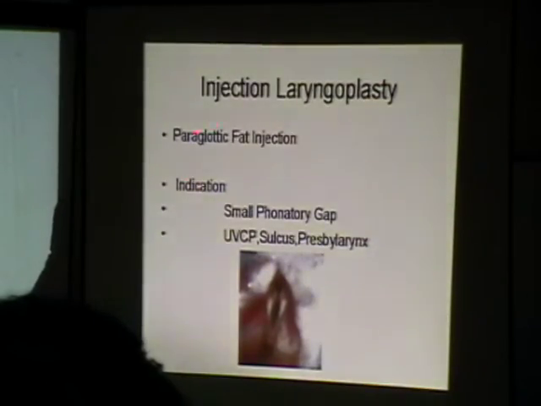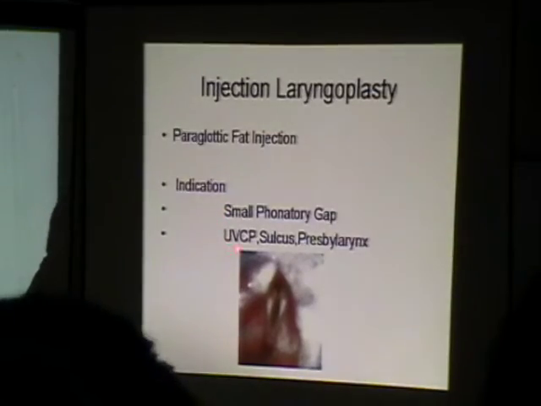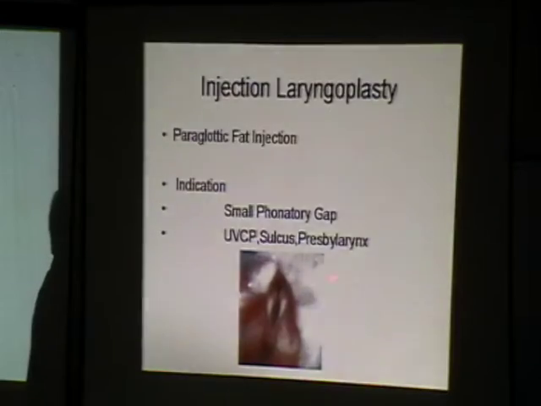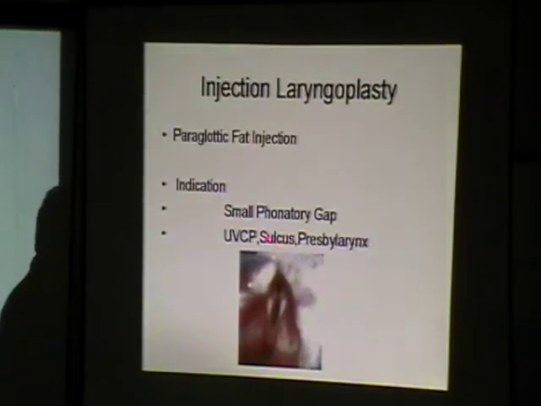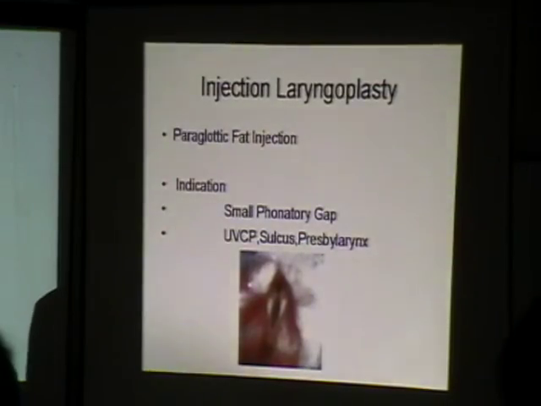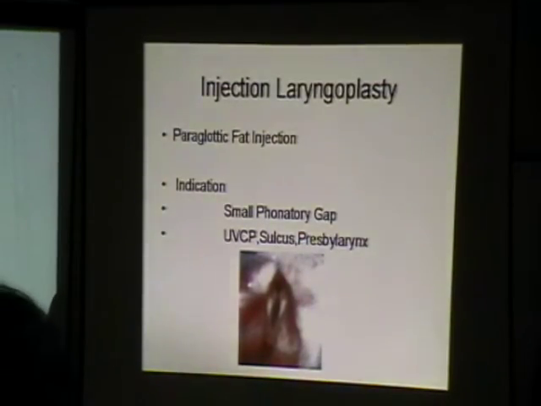So paraglottic patch injection is a good technique, especially for small phonatory gaps. You can select it for unilateral vocal cord palsy, sulcus vocalis, and presbylarynx. One other advantage is that if you are familiar with this technique, you feel far more confident in doing thyroplasty, because even if it fails, you have got a second weapon in your hand. You can always correct a small gap.